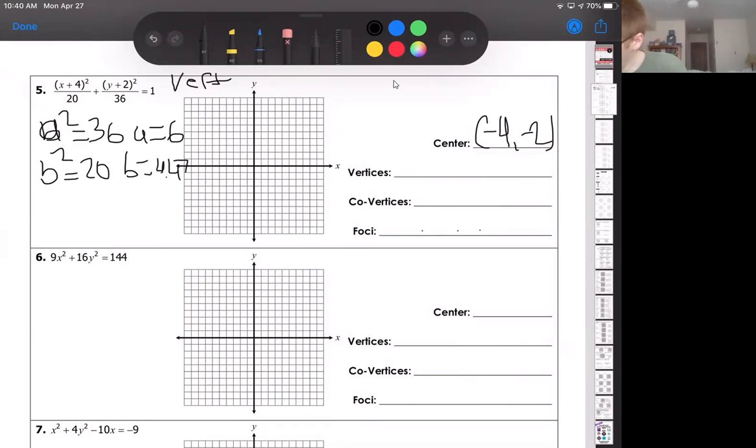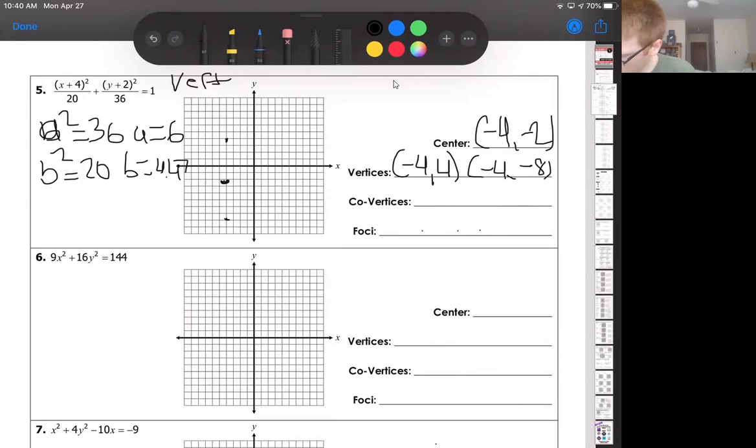Okay, so our center is -4, -2. Since it's vertical, we're going to be adding or subtracting our 6 to the y values. So our vertices are going to be at -4, 4 and -4, -8. If we plot those, it'll be roughly up here, and negative 8 is 2 above the bottom.